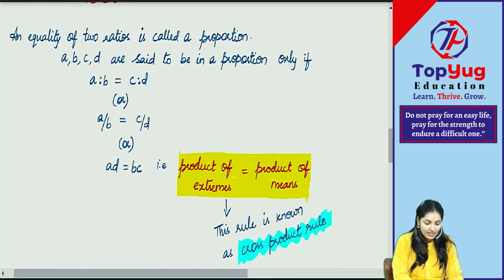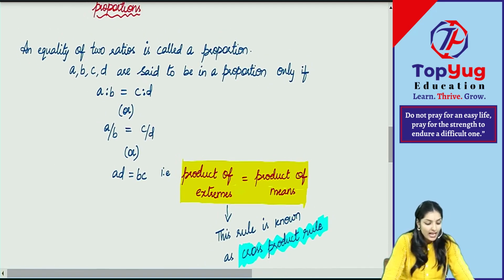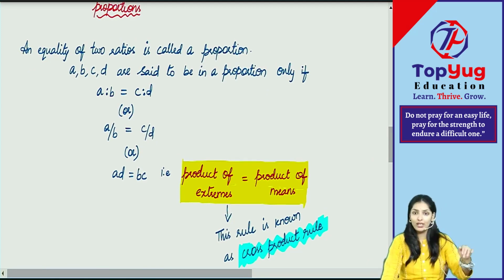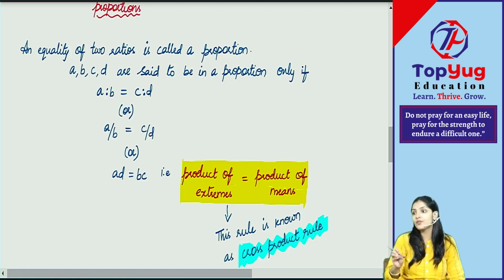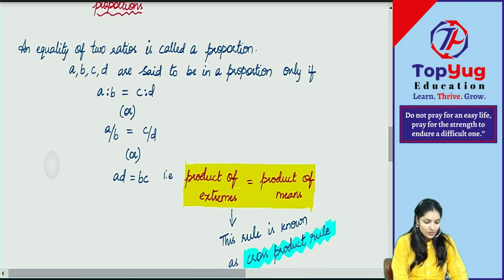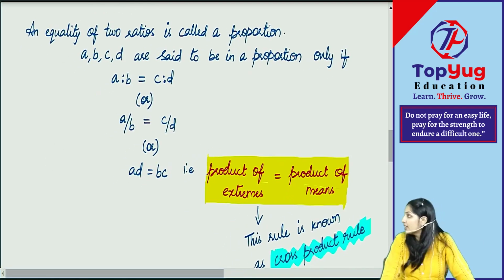So I have written a very simple sentence over there: an equality of two ratios is called a proportion. It can be 2, it can be more than 2. I will give you enough time to write. First, I'll just explain the whole proportion, and then I'll give you some 5 to 10 minutes, and later on we'll start with the exercise. Okay. So guys, here I have written very clearly for you all.